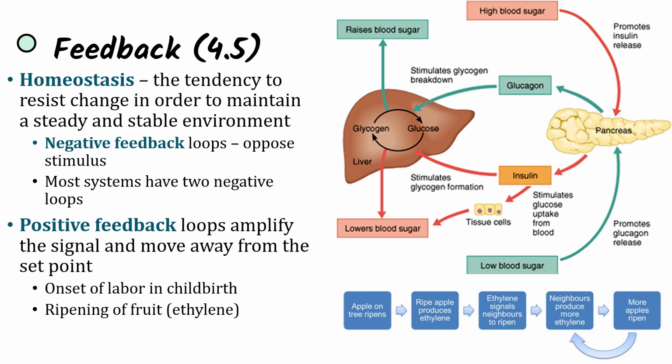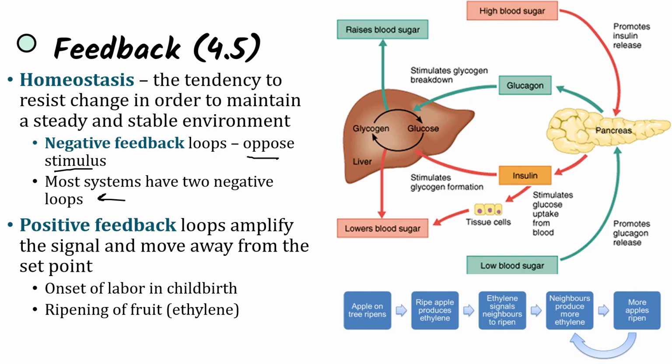Now it's time to talk about signal transduction in the context of feedback loops. Homeostasis is the tendency to resist change in order to maintain a steady and stable environment. Essentially, we're always trying to return to our set value. Negative feedback loops are going to oppose the stimulus. We're going against a change to get back into our set value, back to homeostasis. Most systems have two negative feedback loops: one if the stimulus goes too high, and one if it goes too low. And this is negative feedback.